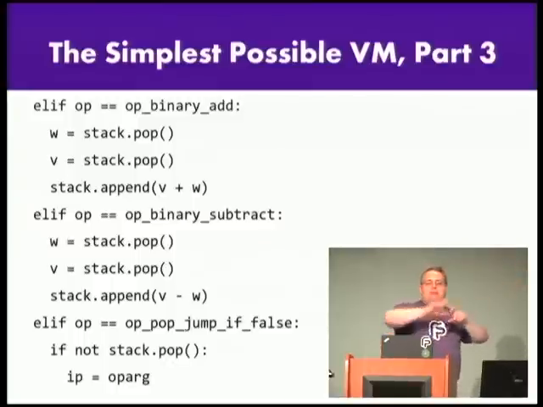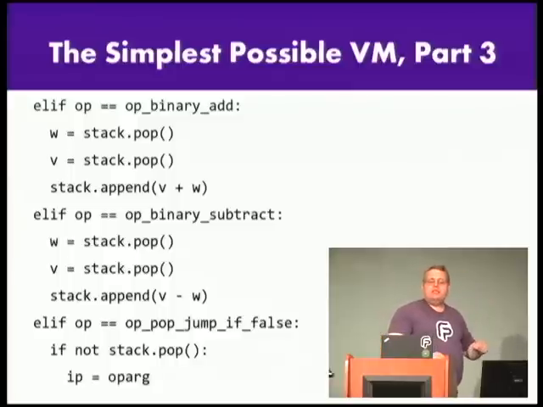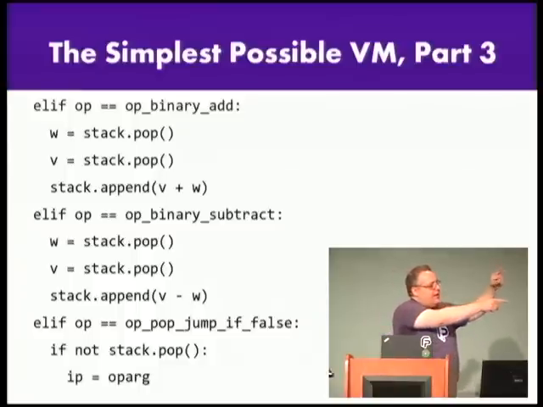Binary add, we pop the top 2 things off the stack, add them together, push the result. Same thing for subtract, except with a minus instead of a plus. Pop jump if false. This is flow control. We pop the top thing off the stack, and if it is false, then the oparg indicates the absolute position in the bytecode where we should jump to. And that's how if works. If the thing is true, we do this, else we're going to jump and do that, right?